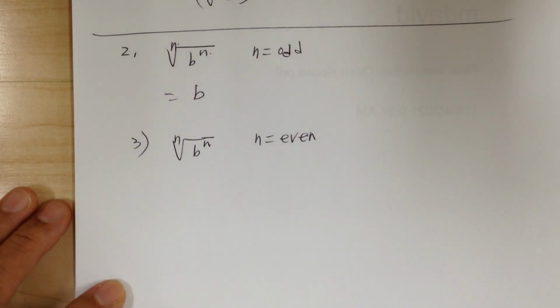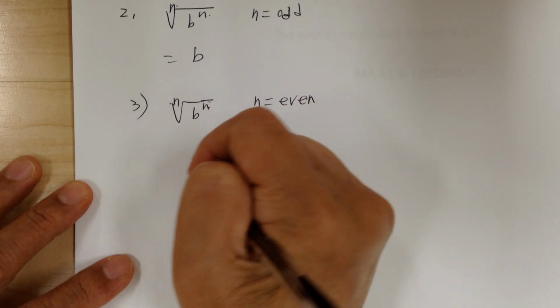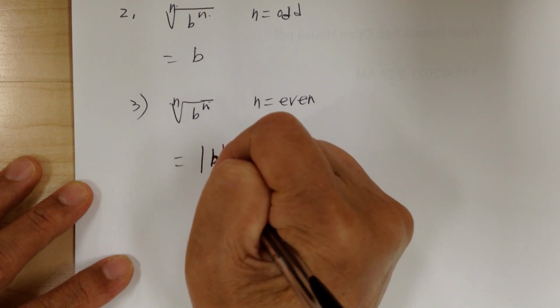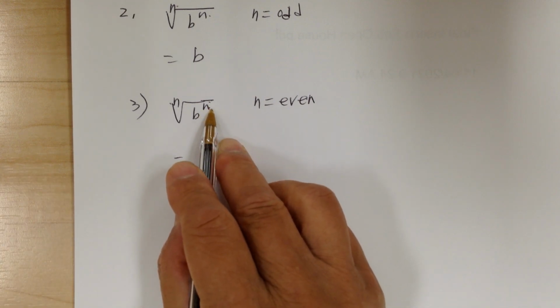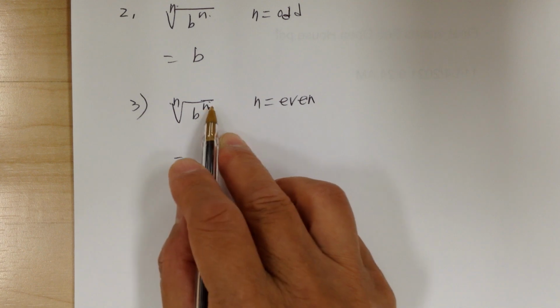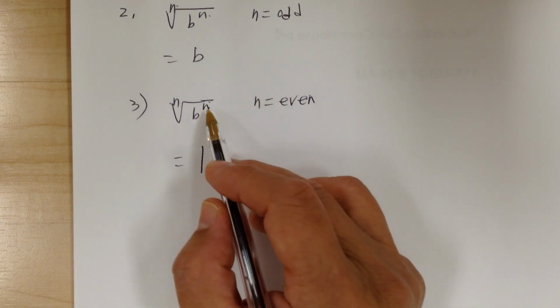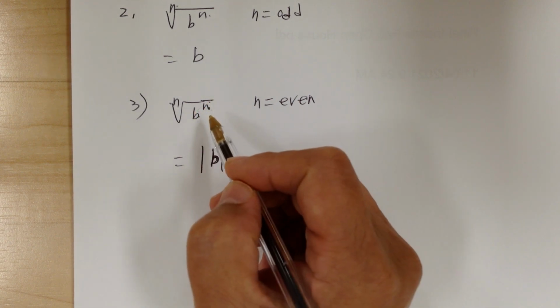When n is even, then they cancel out, but there's a condition. This will equal the absolute value of b. That means whatever the b is, the answer will always be positive. Because when the exponent is even, whatever is inside becomes positive, and when you take the nth root of that, the answer is always positive. Again, when n is even, even if b is negative, it will make this positive.